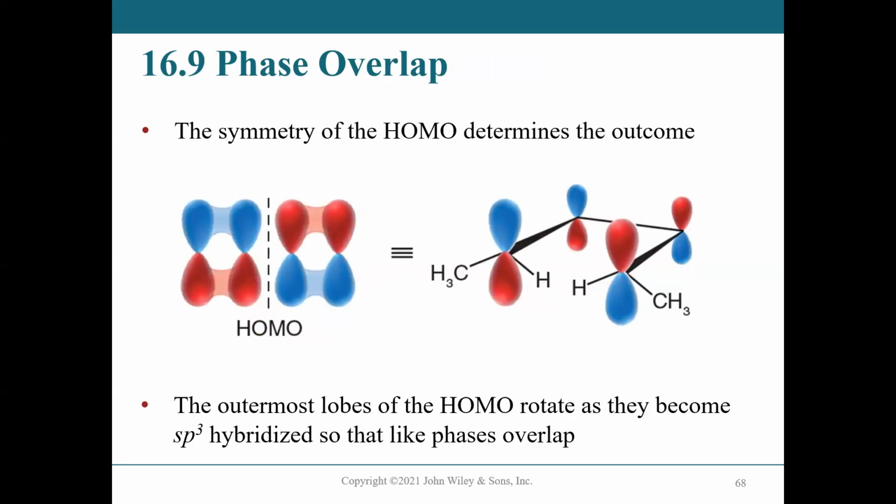So the outermost lobes of the HOMO rotate as they become sp3 hybridized so that the like phases overlap. And you can see this right here. This one's going to come this way. This one's going to go this way, and the like phases will overlap.